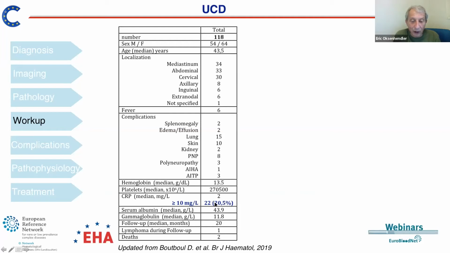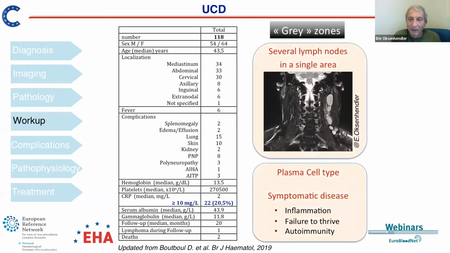And then the bio: well, the blood counts are normal, the biochemistry is usually normal, the gamma globulin level is normal, but still, in around 20% of the patients, you have inflammatory markers as suggested by an elevated serum CRP. So this is the picture of the general population with UCD. And then we have these gray zones. The first one we have already talked about.